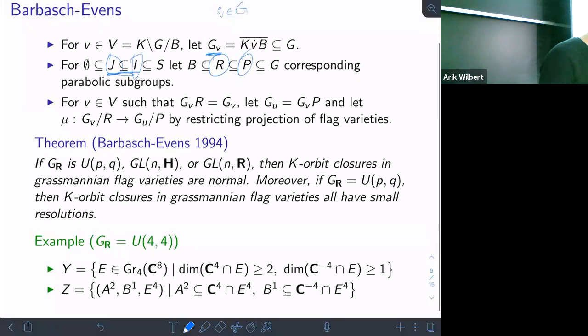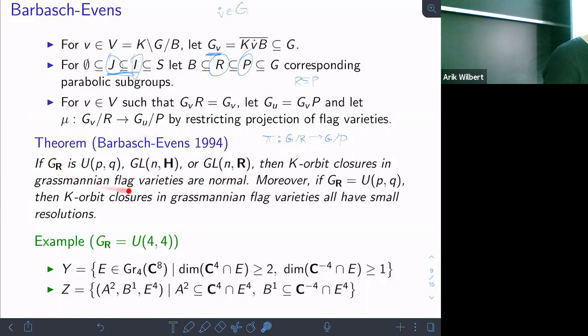So what they did, if you look at the projection of flag varieties, here R is contained in P, and so that means there's a projection from G mod R to G mod P. And if you restrict this map to smooth K-orbit closures in the domain, then sometimes you can get a resolution of singularities that way. So that's what they use to construct resolutions. In fact, they describe it somewhat differently, but isomorphically, you can describe all the resolutions like this.